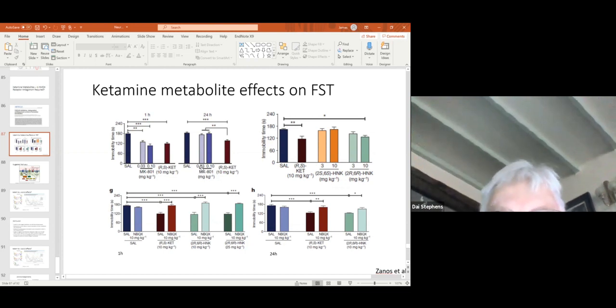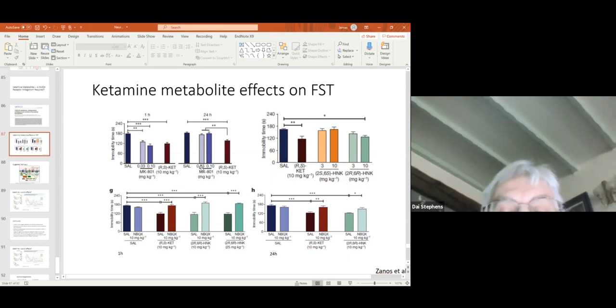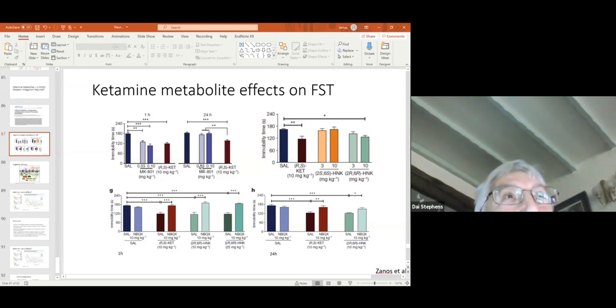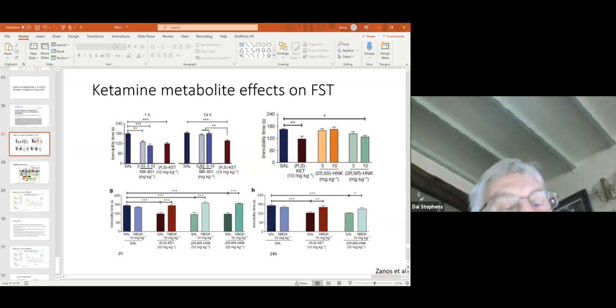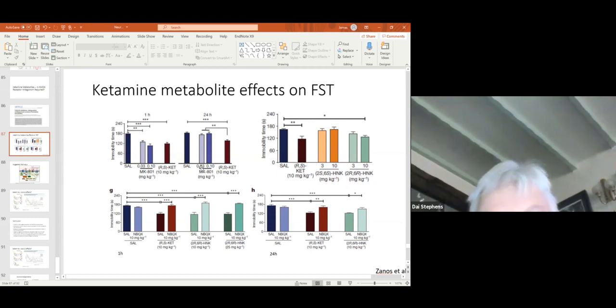NBQX is a muscle relaxant, so you'd expect it to have a major effect on any measure which requires locomotor activity through its action, probably in spinal cord. What I would say is that I wouldn't treat ketamine NBQX interactions as being very specific at all to do with central effects in the cortex of ketamine.